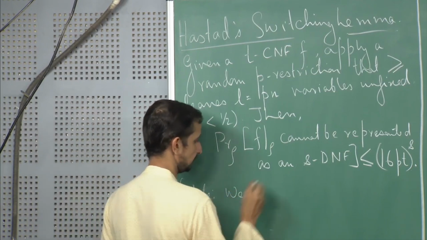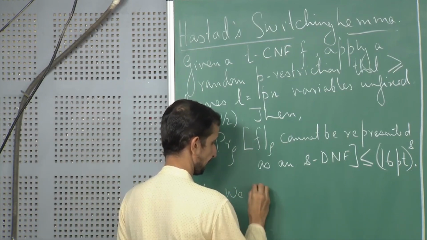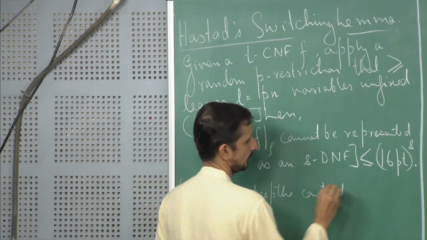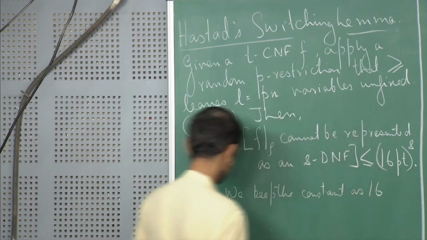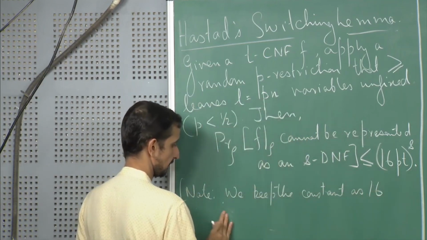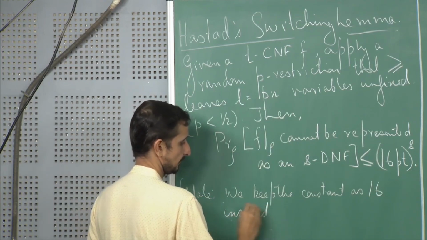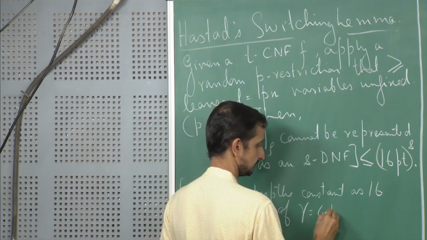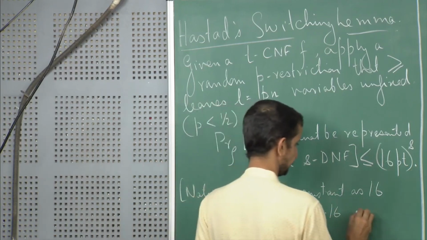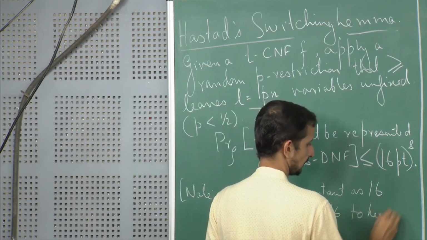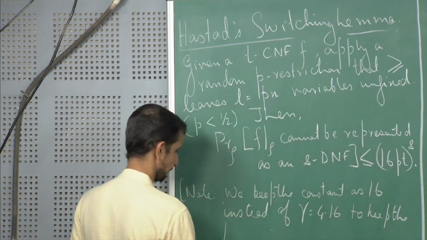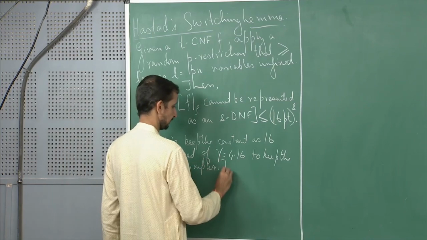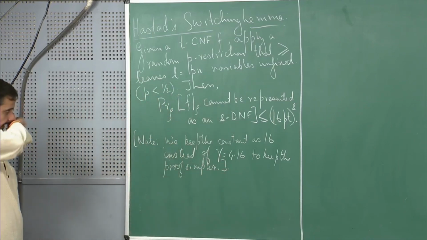So we keep the constant as 16 instead of gamma, which was I think 4.16, to keep the proof simpler. Okay.